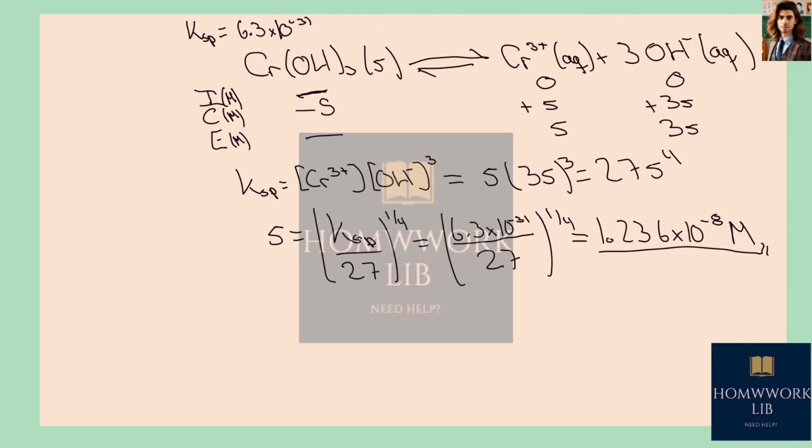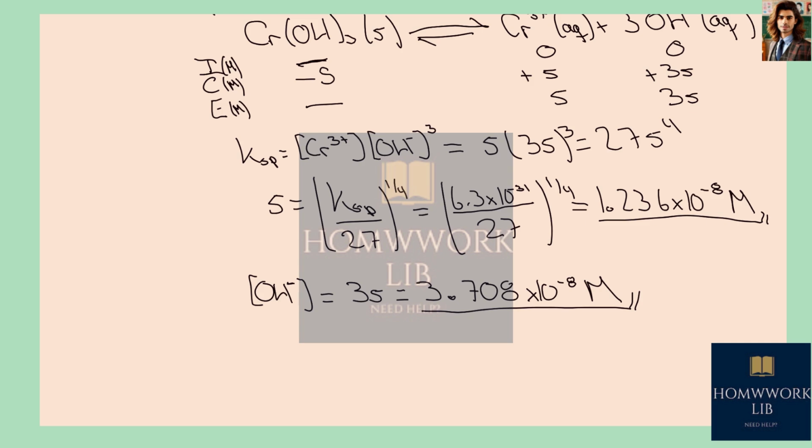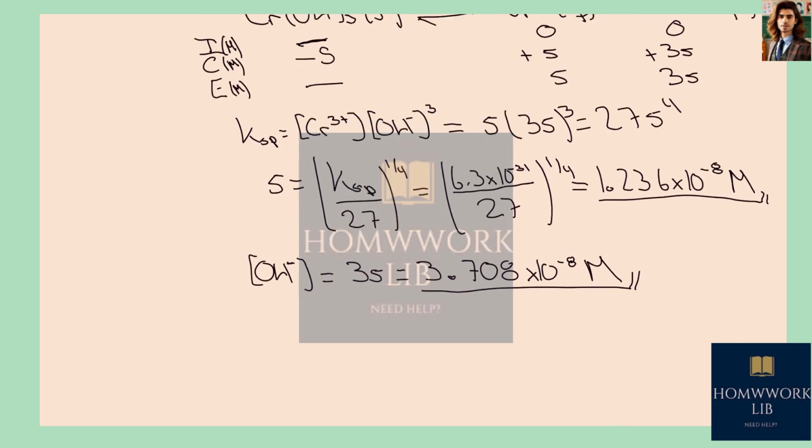We can also use this amount to know the concentration of OH minus. The concentration of OH minus directly is going to be 3 times S, right? So the concentration of a saturated solution of this is going to be 3.708 times 10 to the minus 8 molar. So that is the answer for the second part of the question.